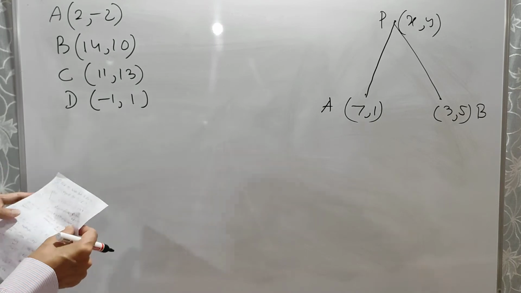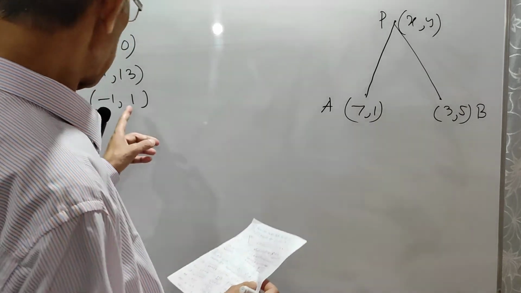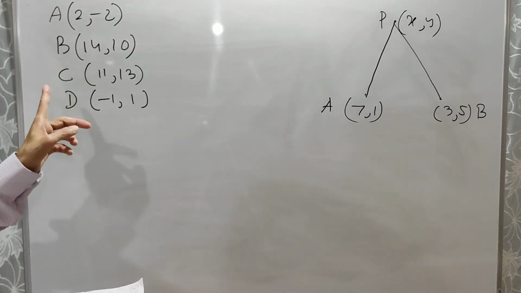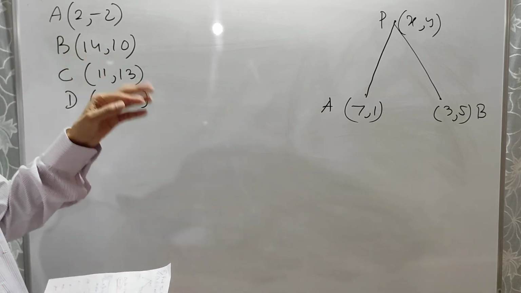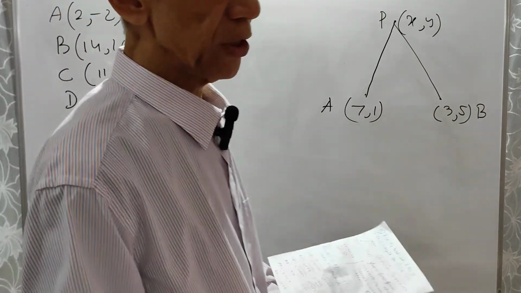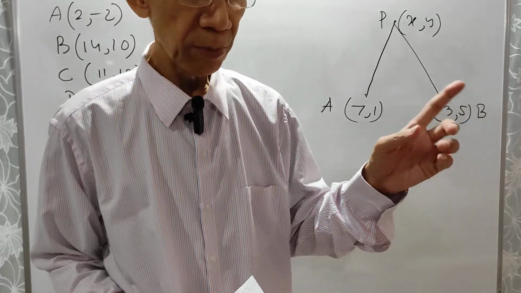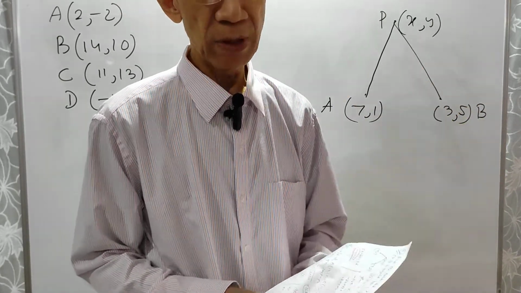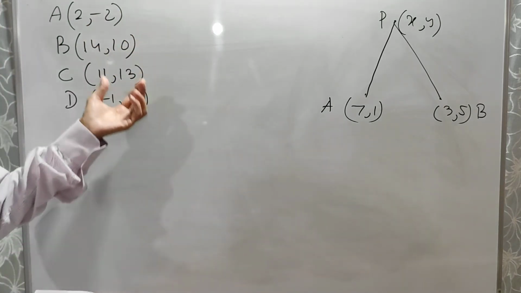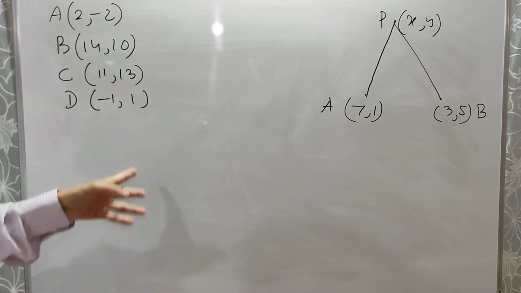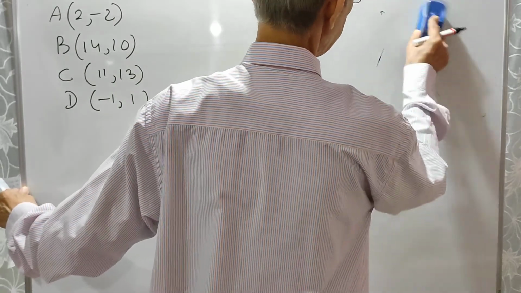So which are the points? (2, -2), then (14, 10), then (11, 13), and (-1, 1). So taken in order, ABCD is the quadrilateral. You have to find out whether this quadrilateral is a rectangle. Now, if ABCD is to be a rectangle, what must be proved? The opposite sides equal and diagonals equal. For that purpose, we have to use distance formula and find all the 6: 4 sides and 2 diagonals.